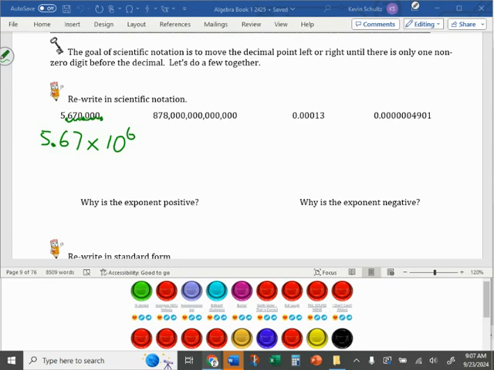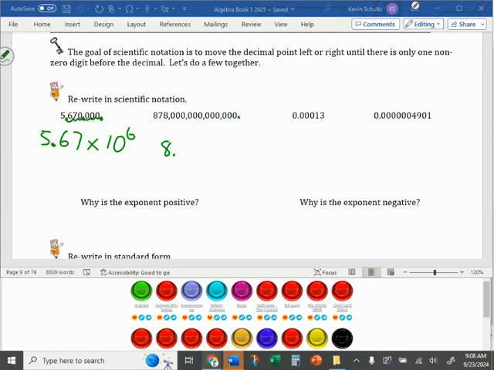878 trillion. How many times is that decimal moved? Right now it's at the end, because it's not written, so it's way at the end there. How many times is it moved to get to scientific notation? We want there to be only one non-zero digit. Will, how many times do you have to move it? 14 times. So it's 8 point.